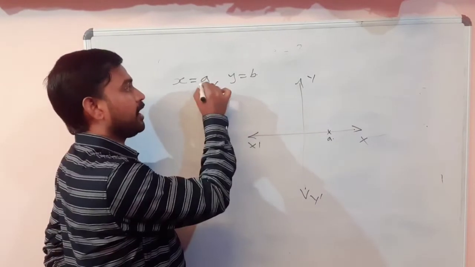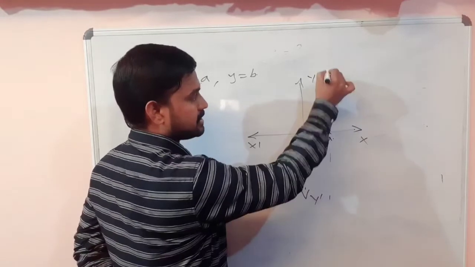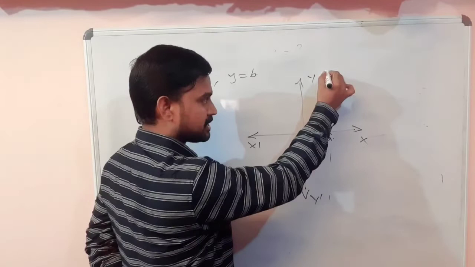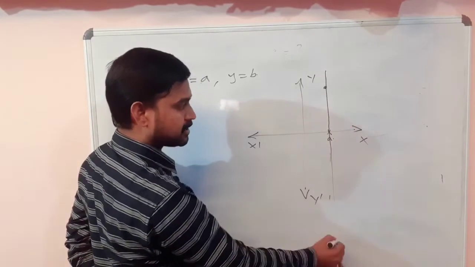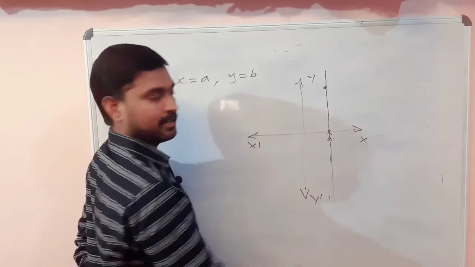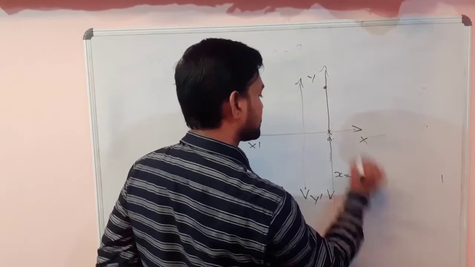Whatever the y value, x is equal to A means it will be on this track. Wherever we consider a point, its x value will be A. So x is equal to A means it is a vertical line passing through the point x is equal to A, and it is parallel to the y axis. This is the line x is equal to A.